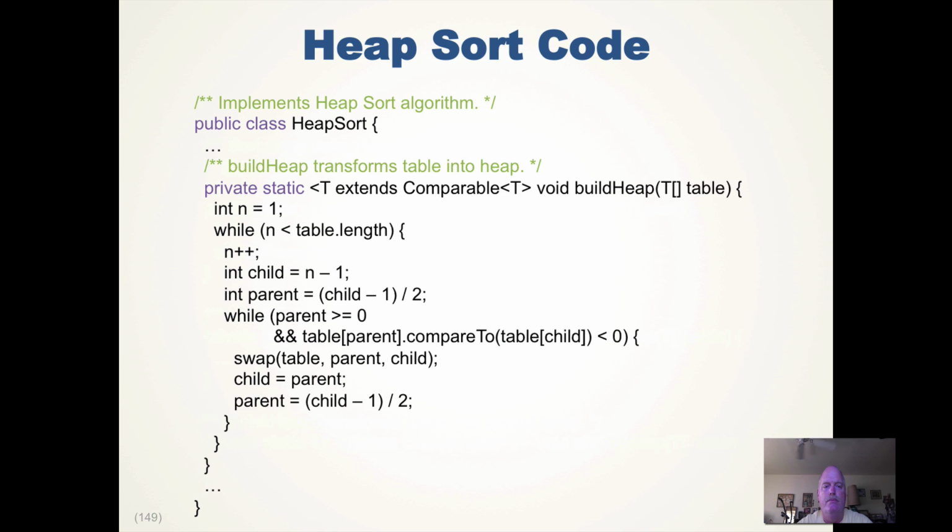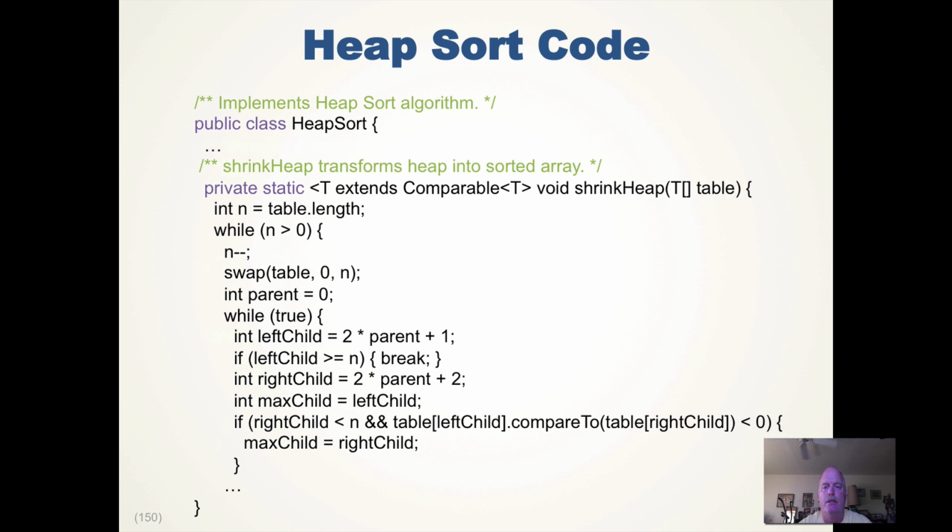So to build the heap, we start at the left side, n is 1, and while n is less than the table length, we're going to take the child element and calculate its parent, and then decide whether we need to reheap on that. So we're doing the swap, reset the parent and child. And so we keep doing that until n. So for each item in the array, we're going to add it to the heap and then do our reheaping.